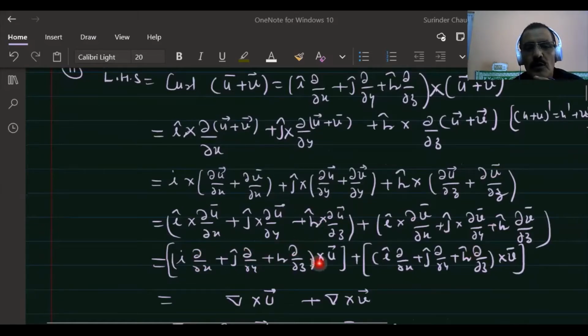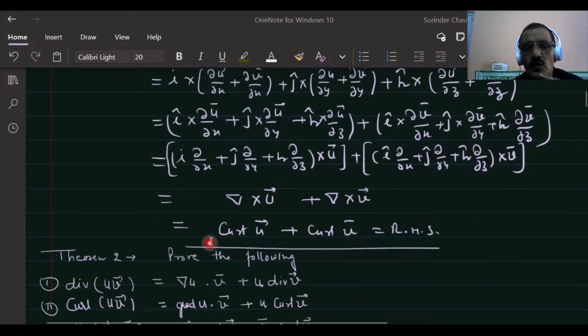Now we convert it to del form. How do we convert? The cross will be with the vector only. This cross was here, the del operator was separated, and we have taken the u out. This will be del cross u plus similarly del cross v, where del cross u is the curl of u plus del cross v is the curl of v, which is equal to the right hand side.